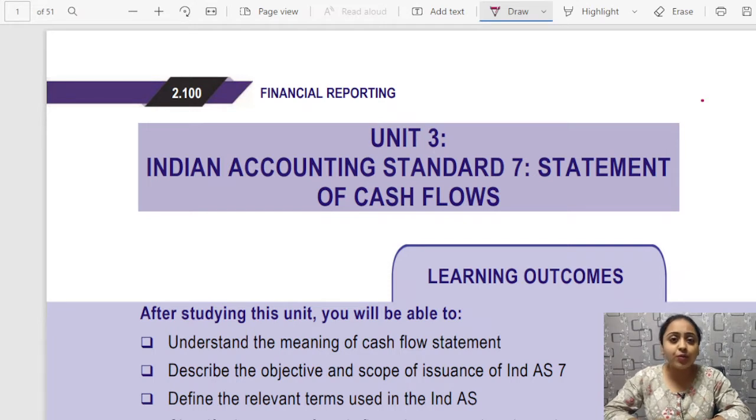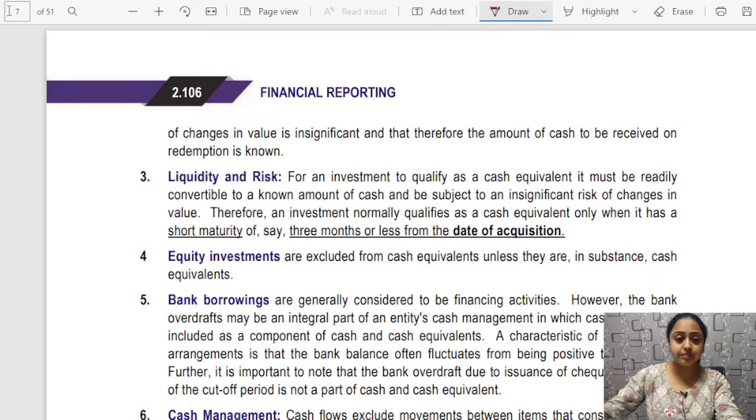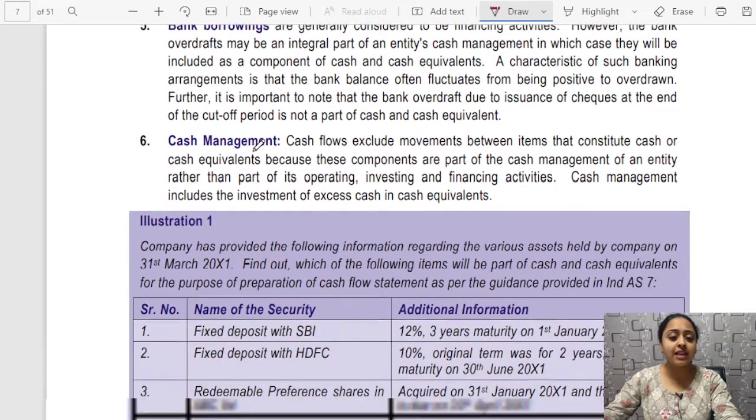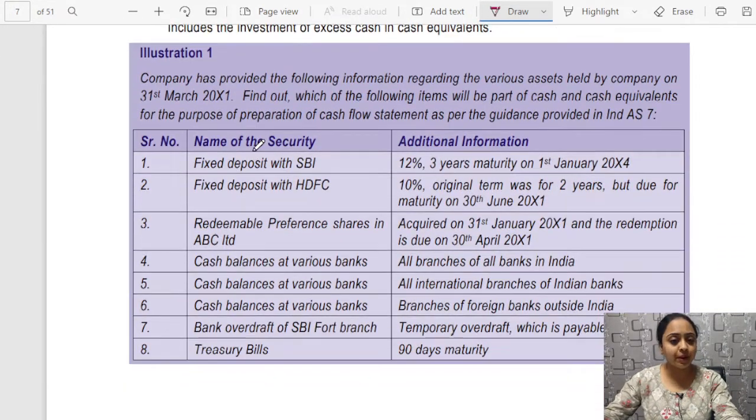In this lecture, we will cover ICAI question answers, practical examples and illustrations of Ind AS 7. We will thoroughly cover chapter number 2, unit number 3 of the ICAI latest module. To begin with, please take out page number 2.106. We'll start with illustration number 1.